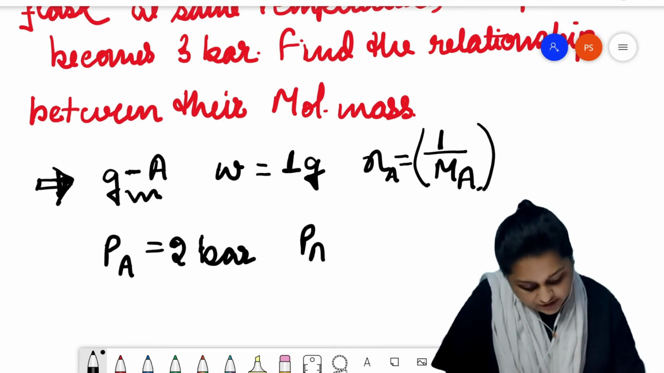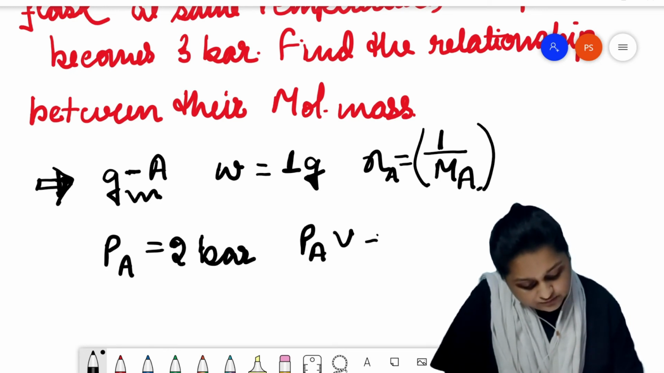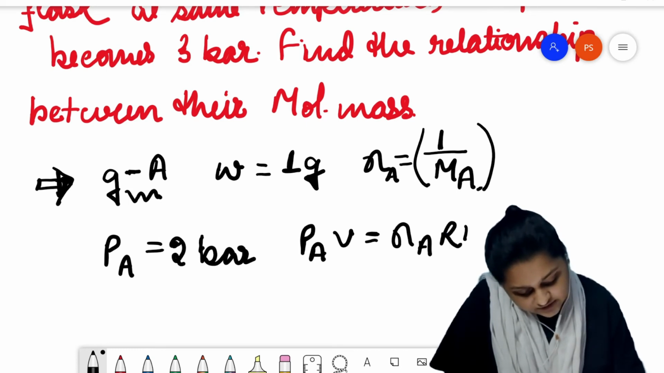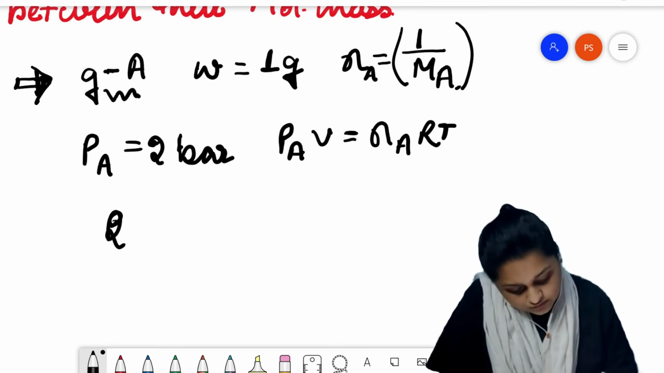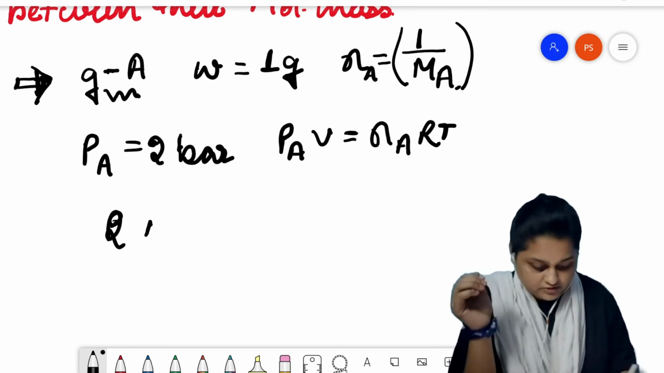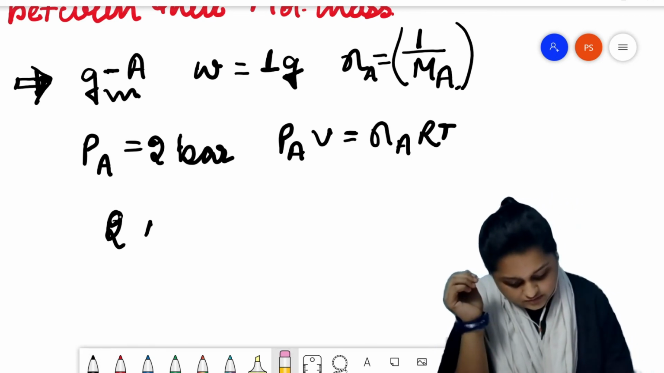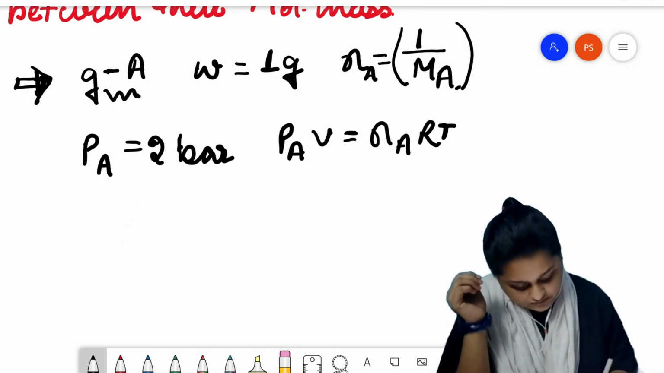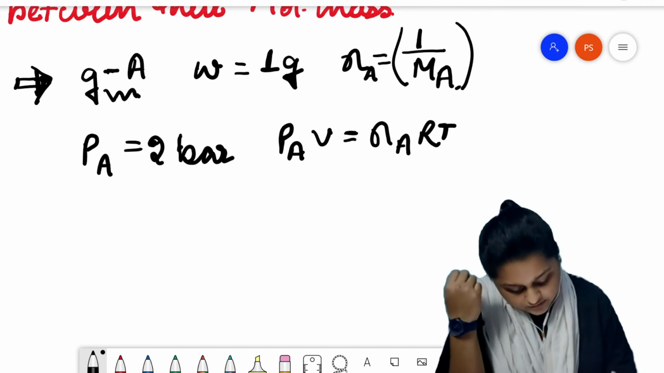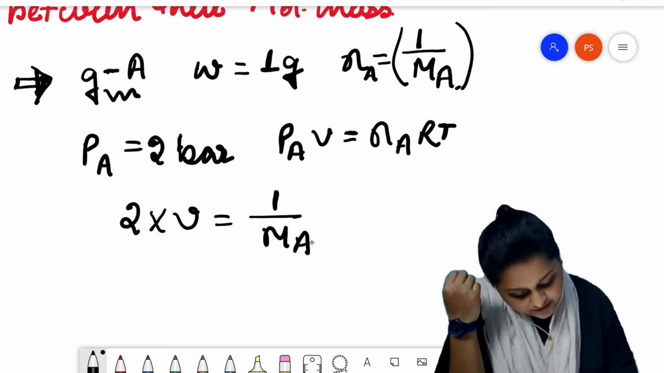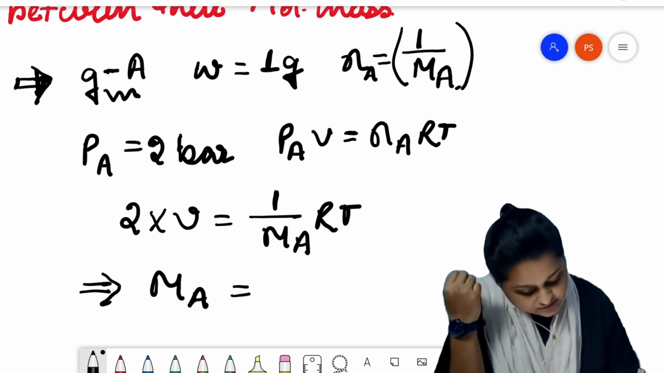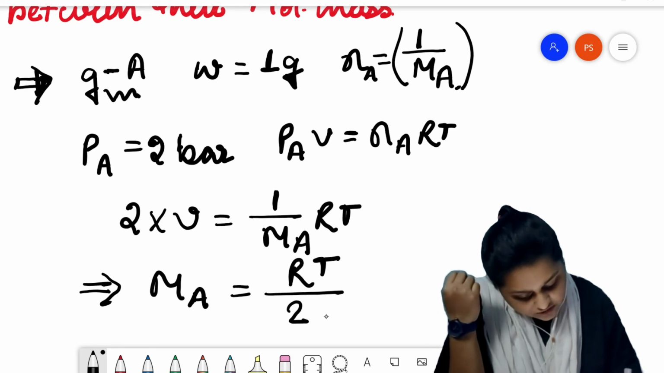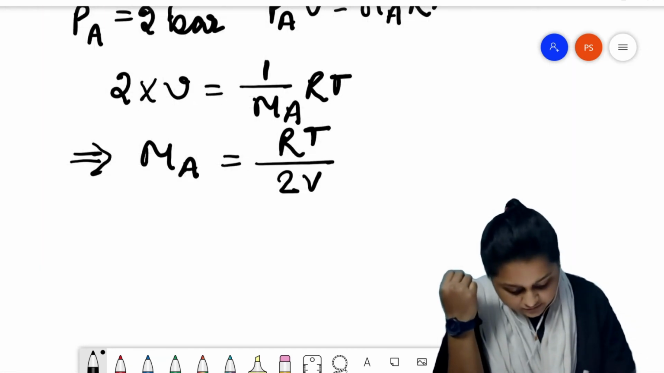So we can say P of A V equals n of A RT, or P of A, that is 2, multiplied by V equals 1 by M of A RT, or M of A equals RT by 2V.